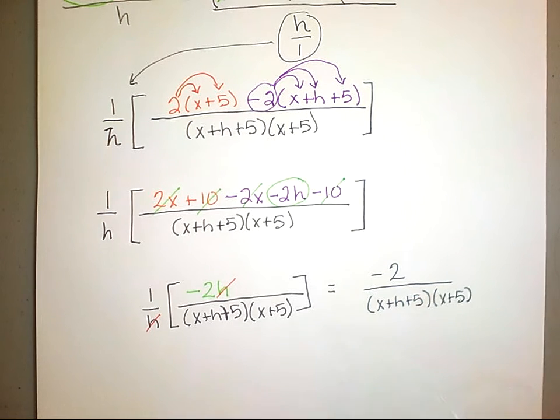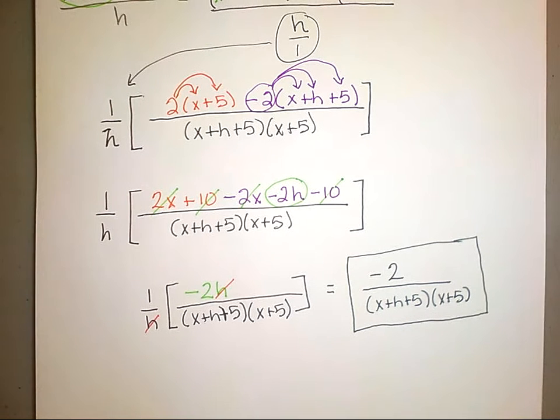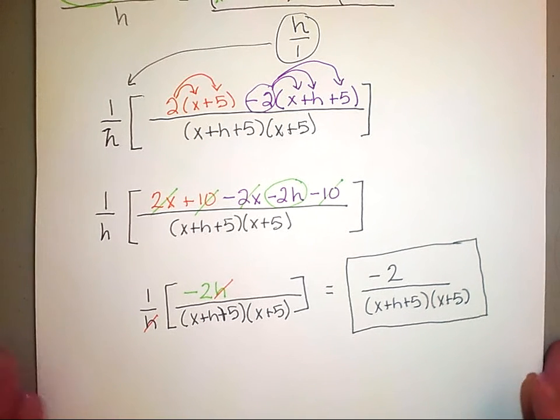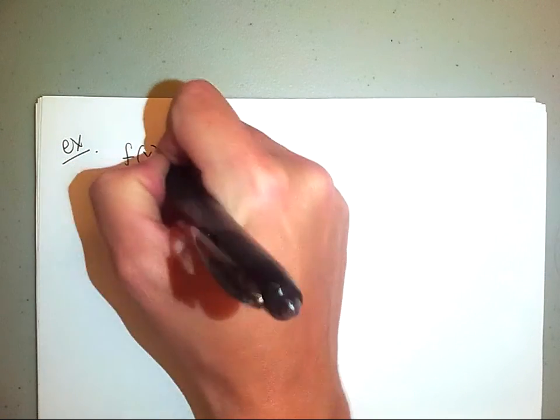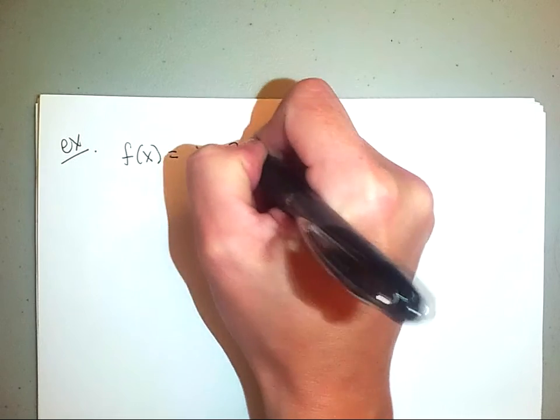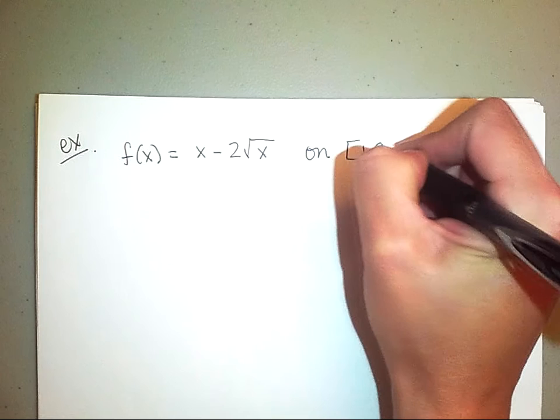And there's one last bit of canceling that we can do. Here we have an h and here we have an h. So in the end, it's just negative 2 over x plus h plus 5 times x plus 5. Okay, so those two are as hard as it's going to get. Let's look at some other ways we could do it.